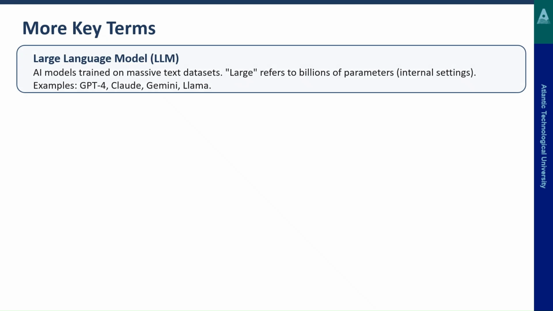So here are some more key terms that you're going to hear and you might want a bit of information on. You'll hear me using things like large language model, or LLMs, and these are just AI models that are trained on really massive data sets of text. Large refers to the billions of parameters, and parameters are just the internal settings of the model, so that you can get the output that you're looking for given a certain input. So these large language models are ChatGPT 4, Claude, Gemini, Llama, all of these main players.